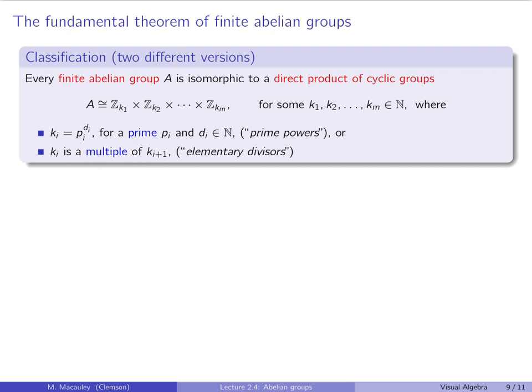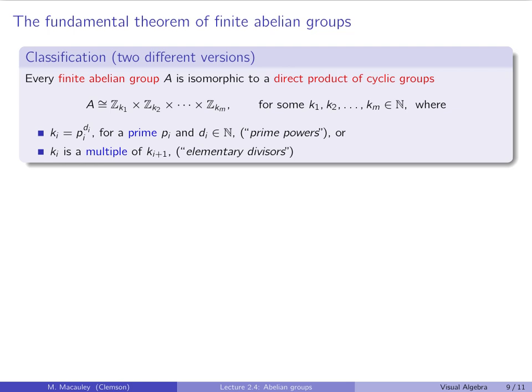Earlier in this lecture, we showed how to construct new abelian groups from old ones by taking direct products of cyclic groups, or just of abelian groups in general. This theorem, which we are not ready to prove, we won't be till chapter 5 or maybe chapter 6, is saying that every finite abelian group can be constructed like this. So formally, every finite abelian group A is isomorphic to a direct product of cyclic groups, Zk1 cross Zk2 up to Zkm, where these ki's are natural numbers.